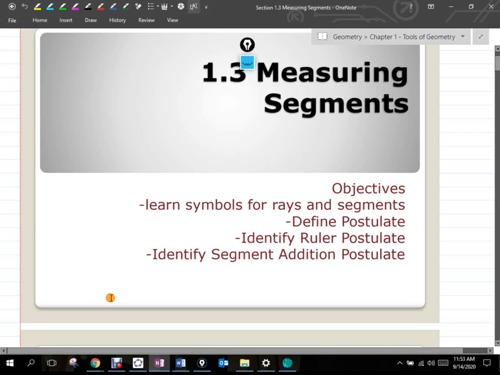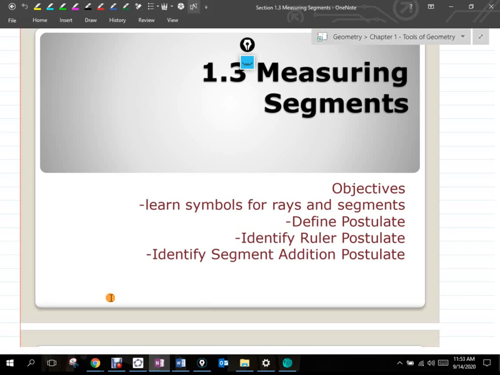1.3 is about measuring segments. There's two sections in this first chapter that are really going to lay the foundation for everything we do in the entire text and in the entire realm of geometry. And it's measuring distances and measuring angles. If we can do those two things, then all the other measurements, all the other calculations that we do in geometry are based off of those two concepts.